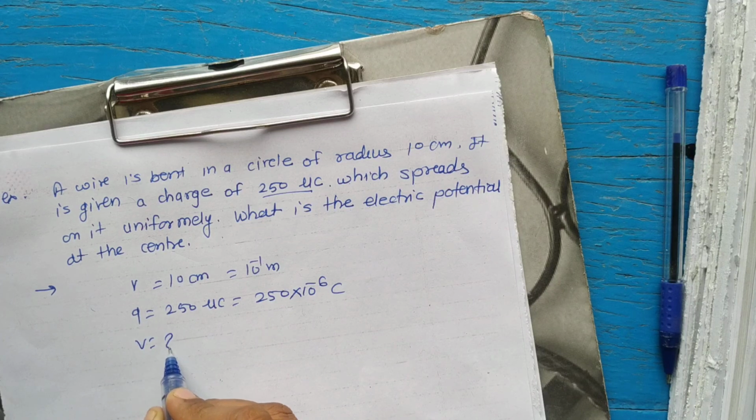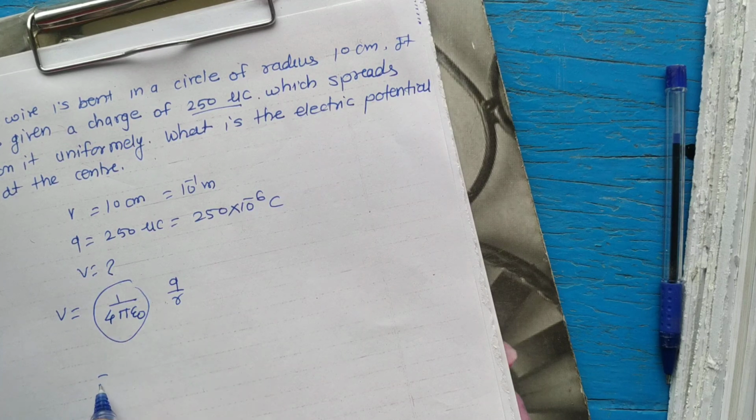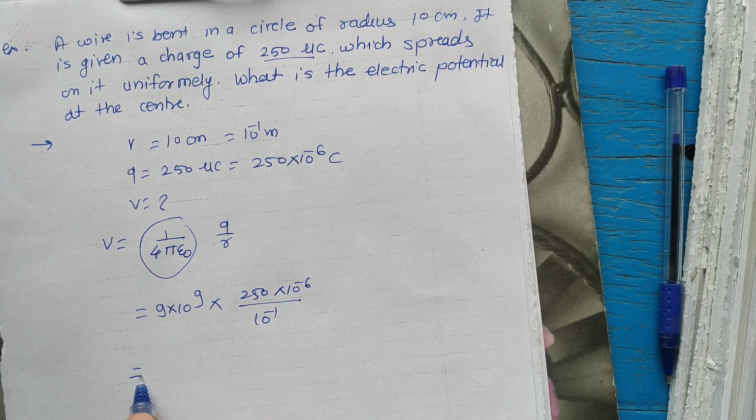That is, phi is equal to, we know the formula, 1 upon 4 pi epsilon naught q divided by R. What is the value of 1 upon 4 pi epsilon naught? 9 into 10 raised to 9. What charge is given? 250 into 10 raised to minus 6 divided by R, which is 10 raised to minus 1, which is equal to 2.25 into 10 raised to 7 volt.